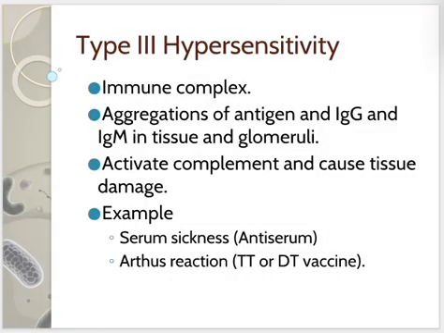Type 3 hypersensitivity involves immune complexes, clusters of antigens bound to antibodies that deposit in tissues like blood vessel walls and kidneys. These deposits activate complement, attracting neutrophils that release enzymes and reactive molecules, causing tissue damage. This process underlies conditions like serum sickness and the Arthus reaction. So the key idea is that these immune complexes trigger inflammation and injury where they accumulate, highlighting the importance of immune regulation.